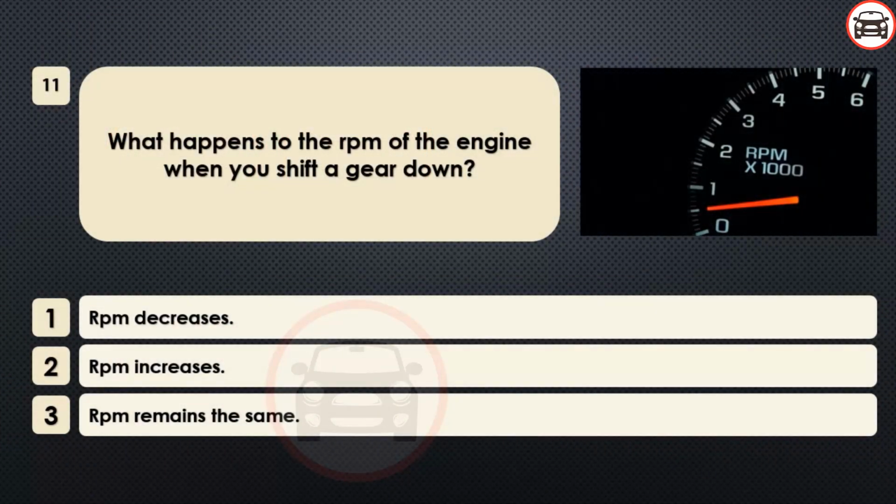What happens to the RPM of the engine when you shift a gear down? 1. RPM decreases. 2. RPM increases. 3. RPM remains the same.